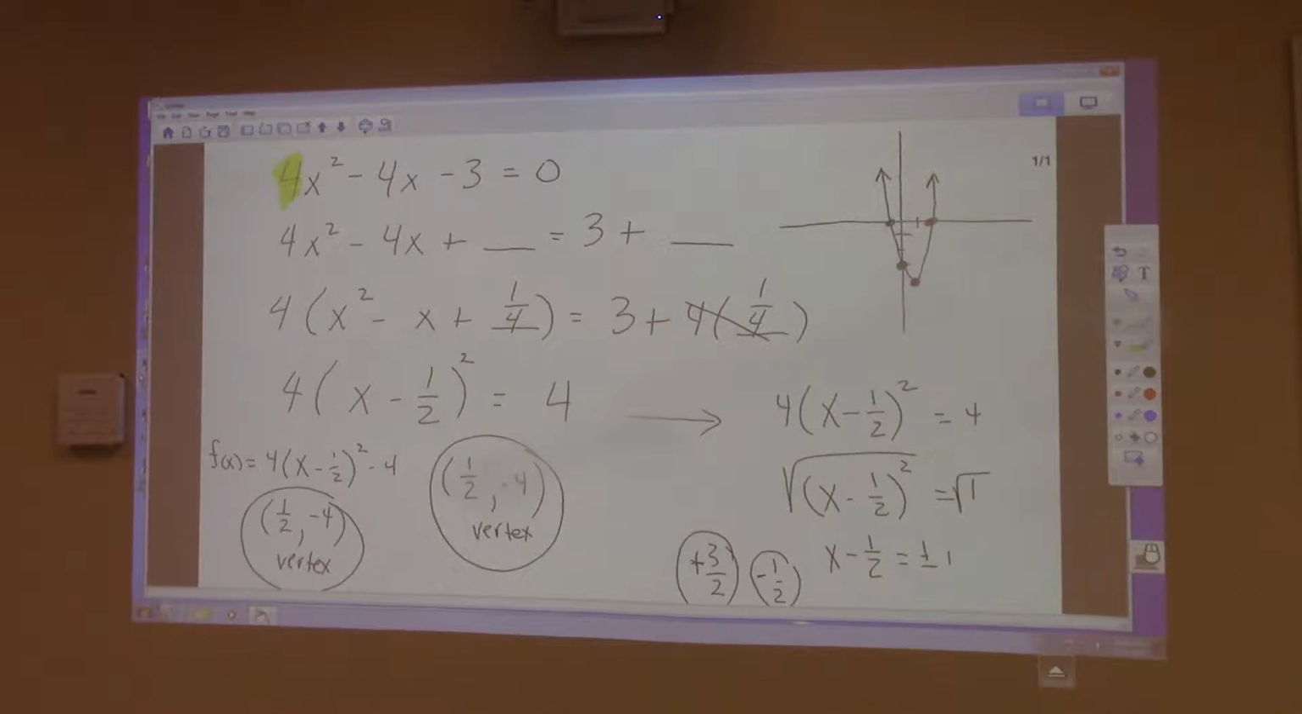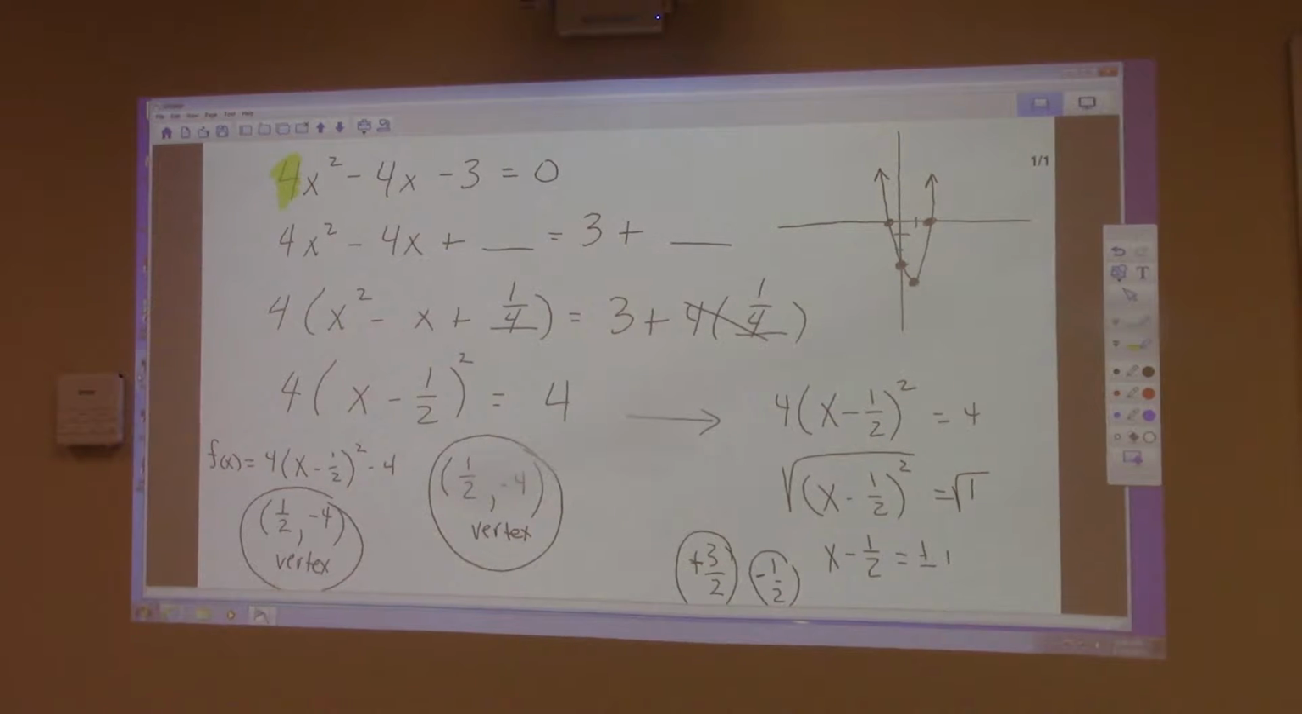Domain, all real numbers. Range is negative 4 to infinity. Decreasing values from negative infinity to 1/2. Increasing values from 1/2 to positive infinity. Line of symmetry, x is equal to 1/2. And you should know all of that. If you don't, then consider yourself a failure. All right.